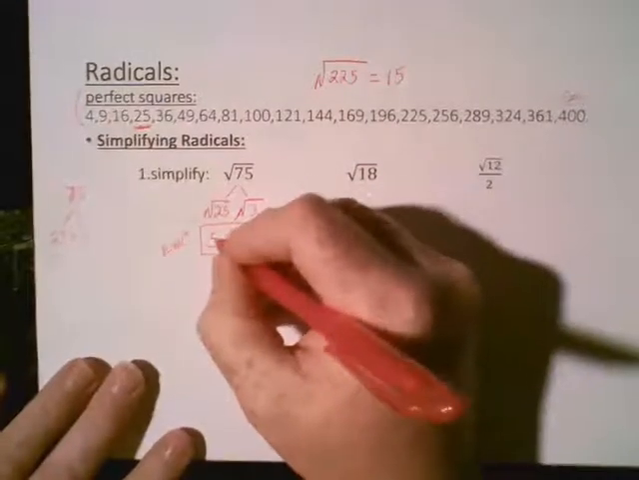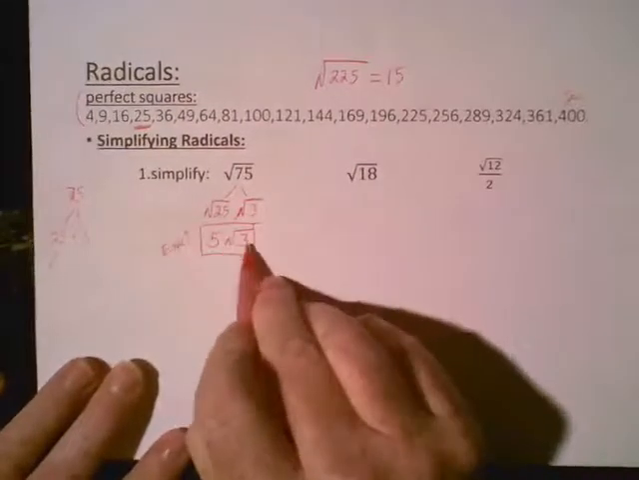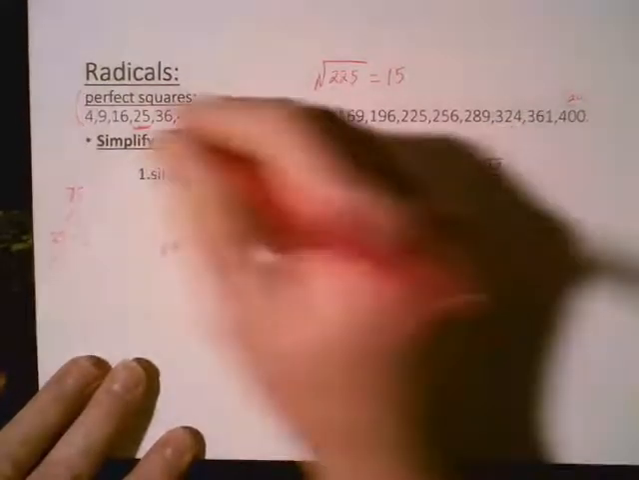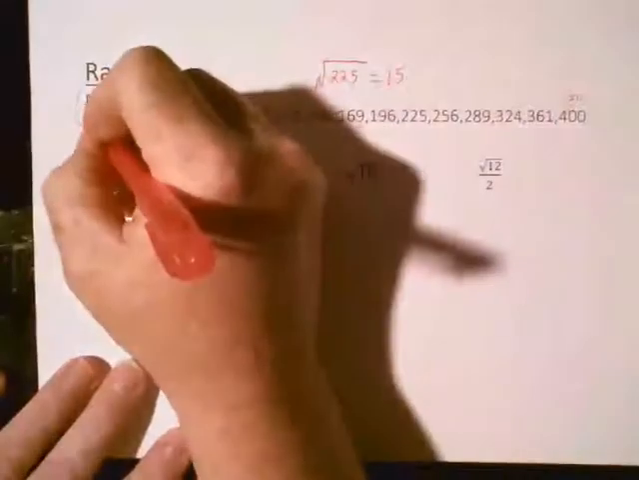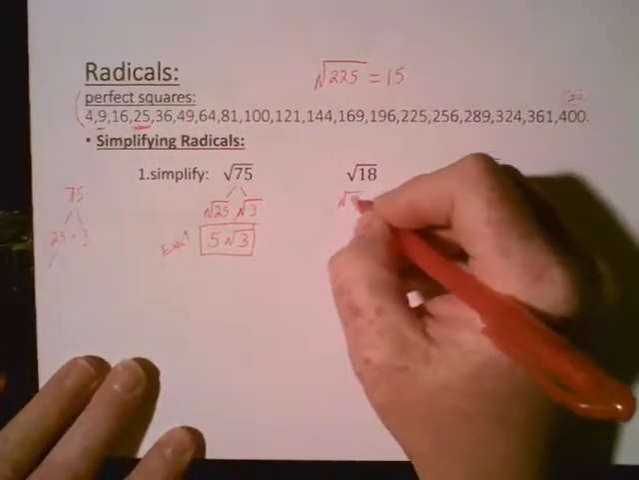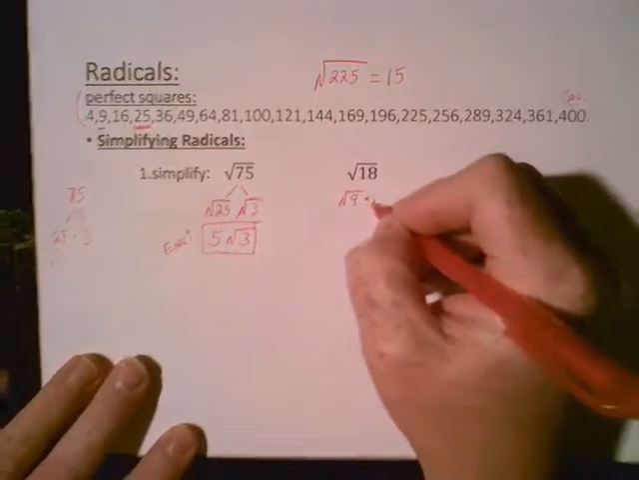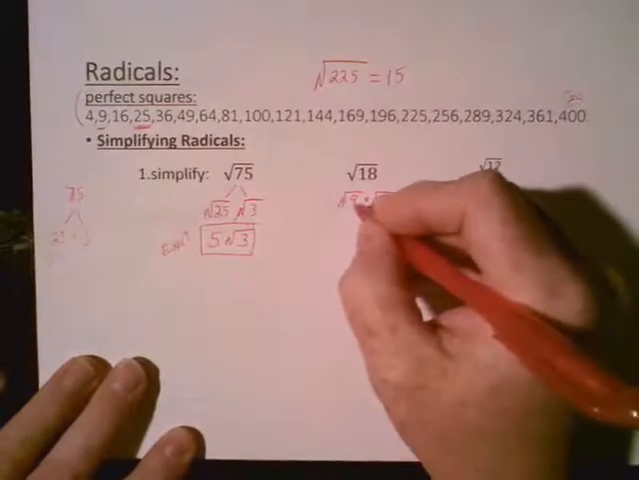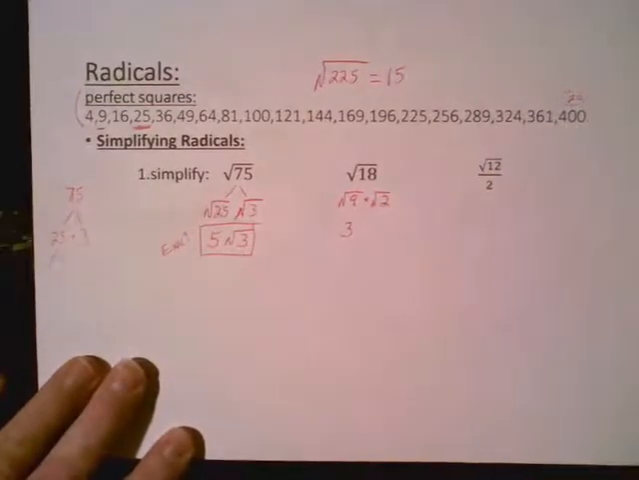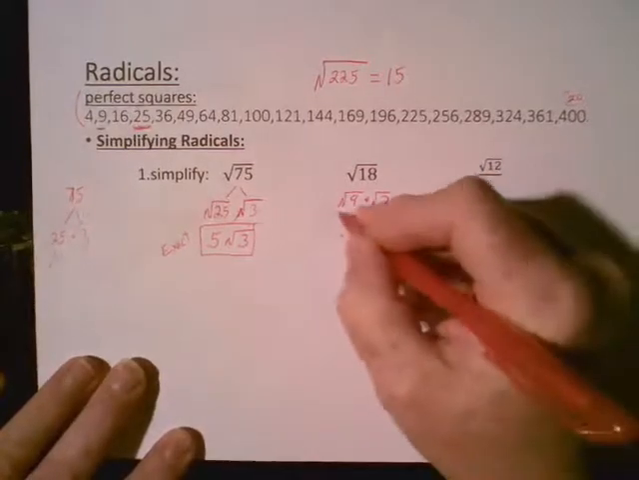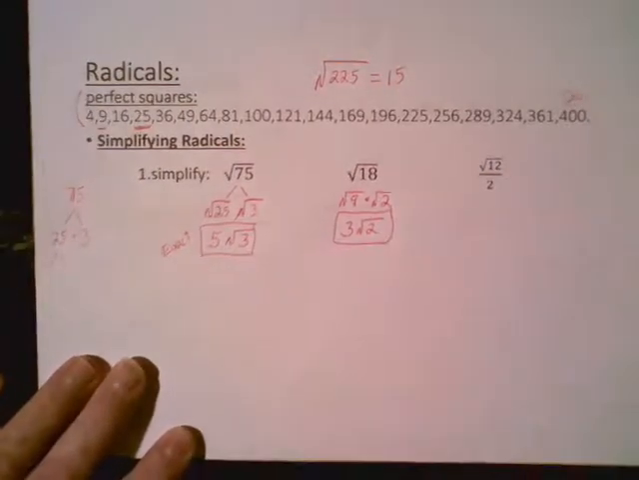And again, this is 5 times the square root of 3. If we do the next one, the perfect square number that'll go into 18 is 9. So I'm going to break this down into the square root of 9 times the square root of 2. Well, the square root of 9 is 3, so that just comes out of the radical, and the 2 stays under the radical, and you're left with 3 times the square root of 2. That's your simplified answer.